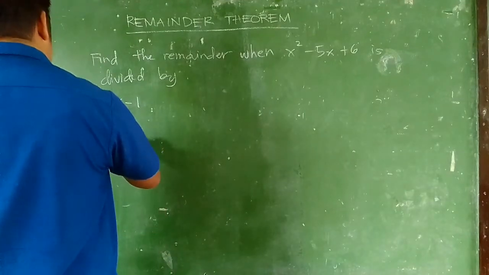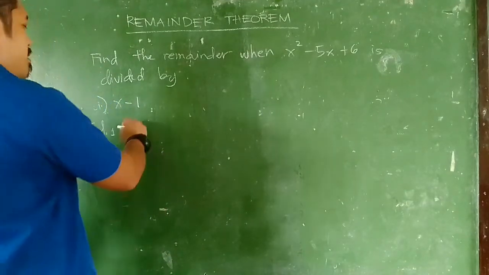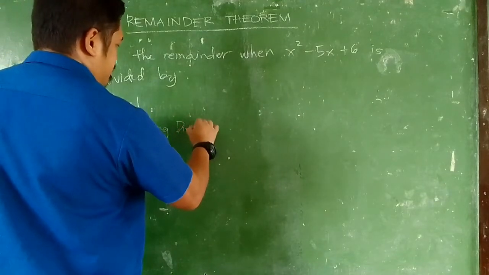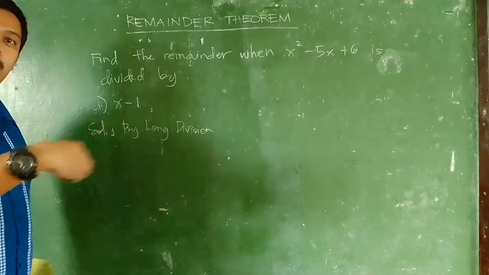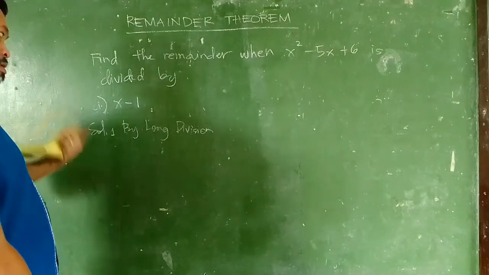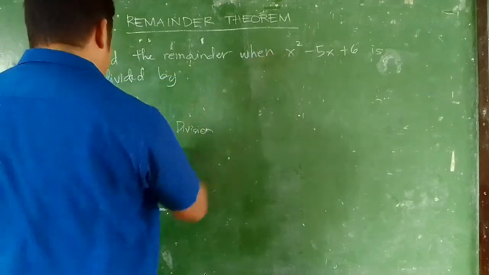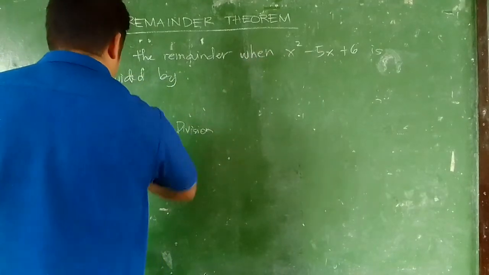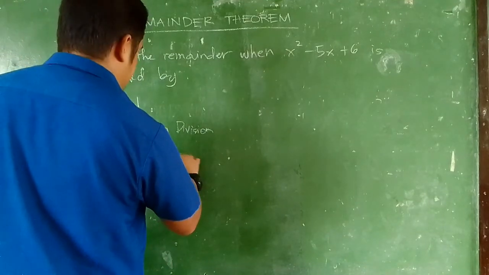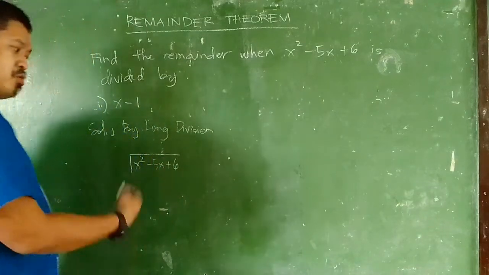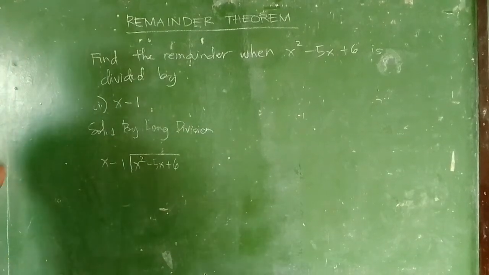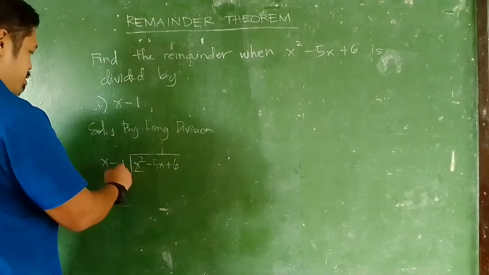Let's look first at the usual. Solution 1 is by long division. If you watched the previous videos that I posted on this channel, long division usually begins with writing your dividend, x squared minus 5x plus 6, divided by the divisor, which will be x minus 1.